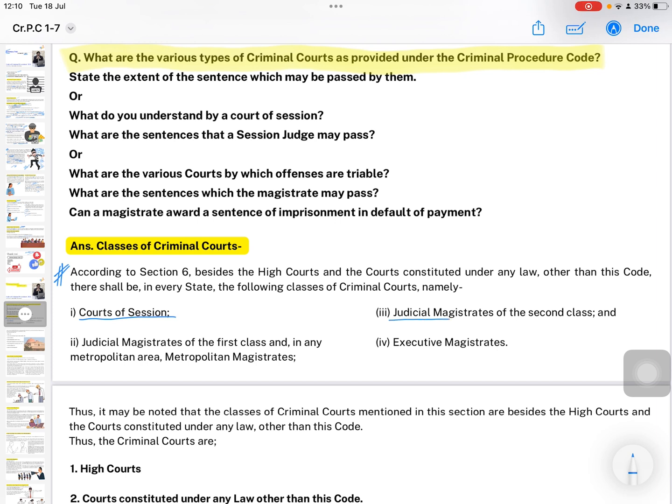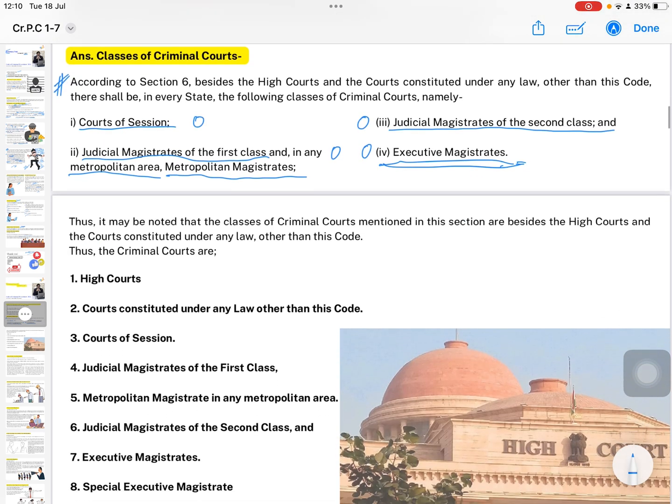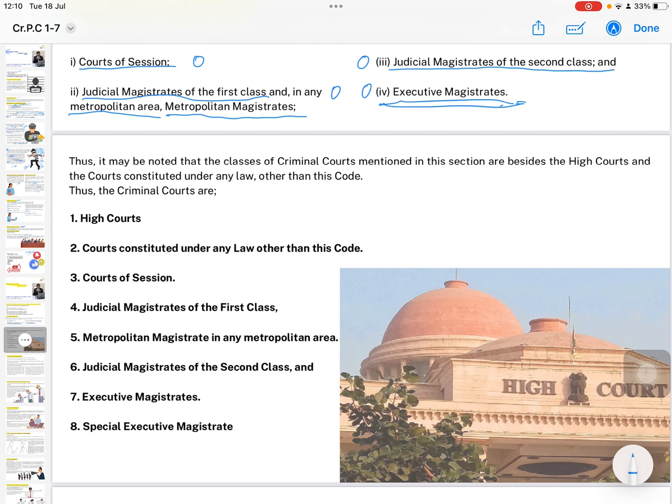जुडिशियल मजिस्ट्रेट of the second class, judicial magistrate of first class, and in any metropolitan area, metropolitan magistrate or executive magistrate. These four bodies are there who act as a court and they have certain powers bestowed upon them. आगे चलते हैं. Thus, it may be noted that the classes of criminal courts mentioned in the section are besides the High Court and the courts constituted under the law, other than this code.